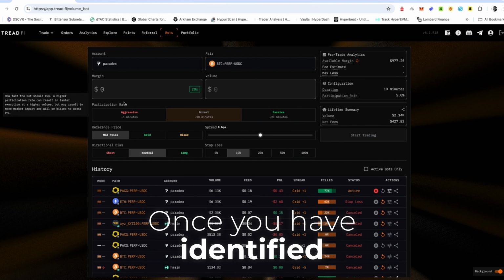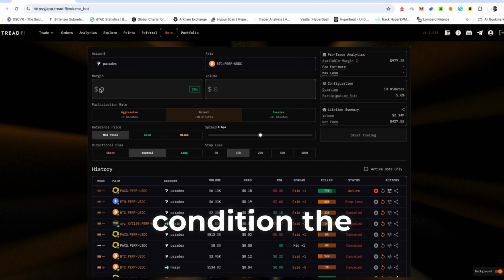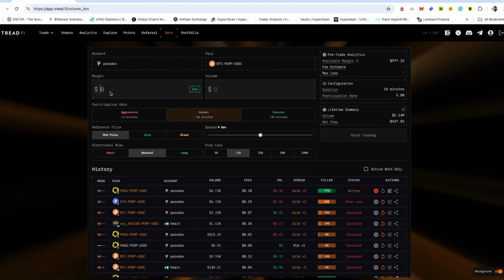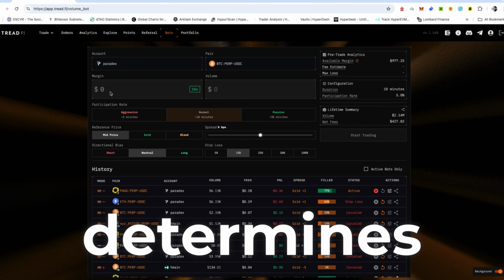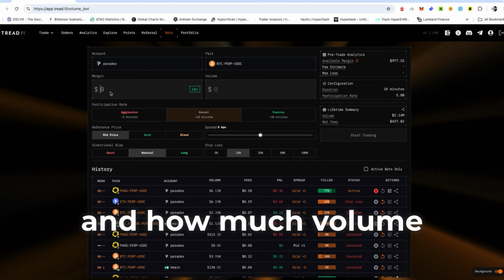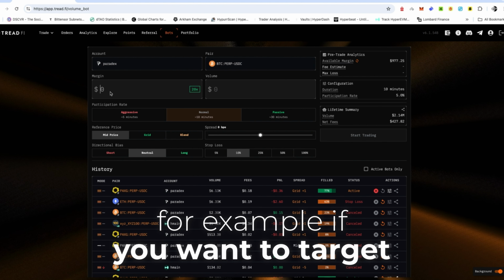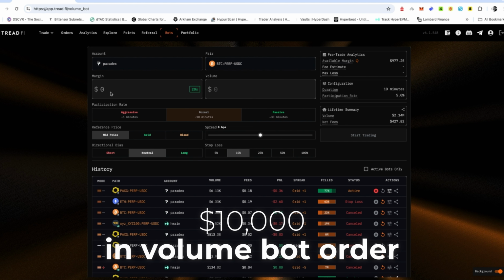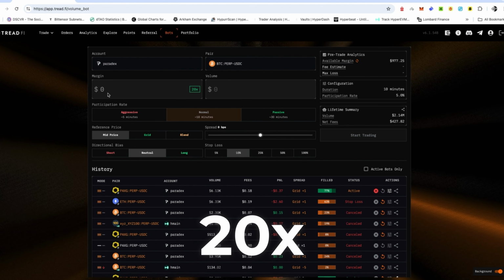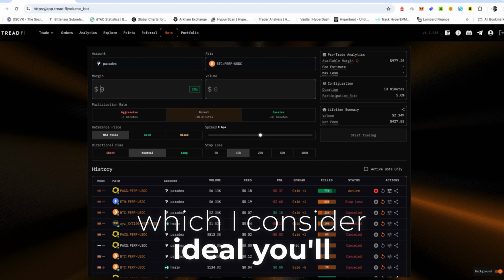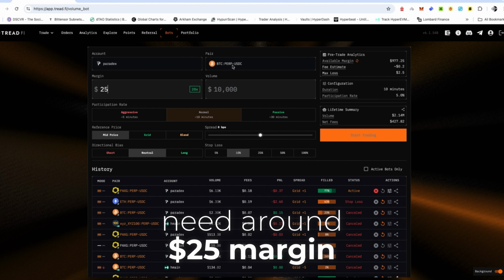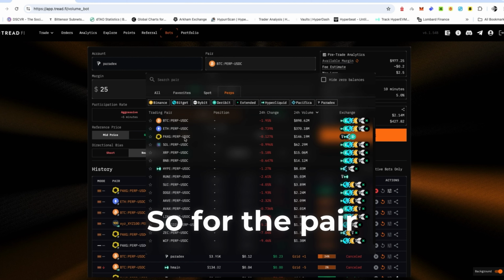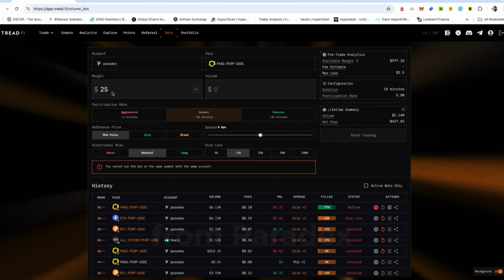Once you have identified the pair and the right market condition, the next step is margin. Margin determines how much balance you are using and how much volume you want to target. For example, if you want to target $10,000 in volume using 20x leverage, which I consider ideal, you'll need around $25 margin. So for the pair, I'm going to choose PAXG from Paradox.